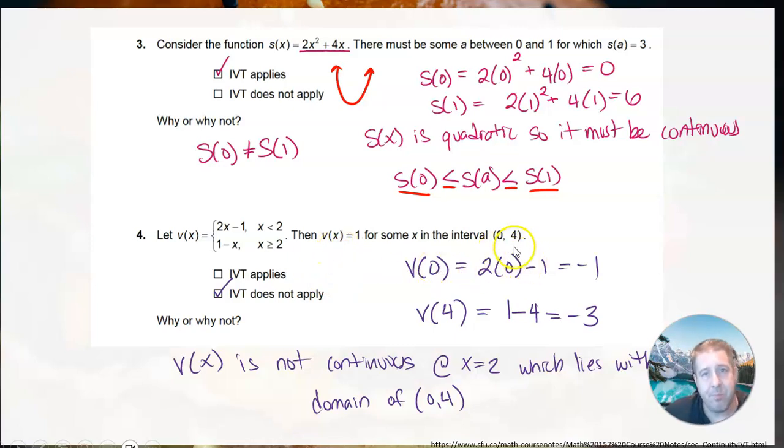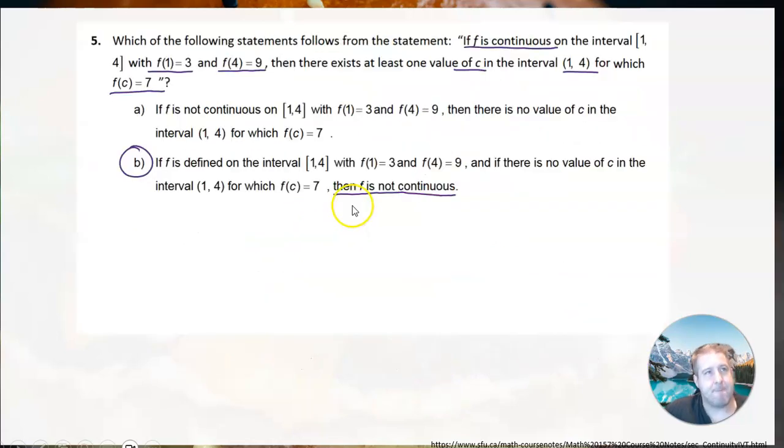Example number 4. It says, does there have to be some sort of value of x from 0 to 4? Can IVT be applied? First thing I always check is whether or not it's continuous. I'm going to plug 2 into this piece and get 3, and plug 2 into this piece, it's pretty easy, I get -1. Well, that's kind of an easy out right there, because it's not a continuous function, so therefore IVT can't be applied. And 1 is not in between v of 0 and v of 4, so there are 2 reasons why IVT cannot be used.